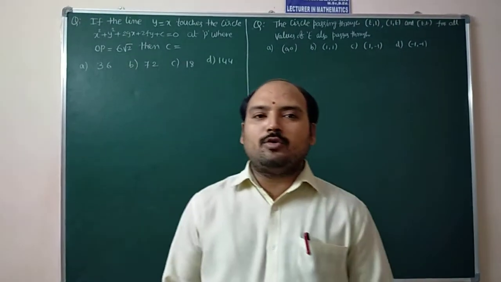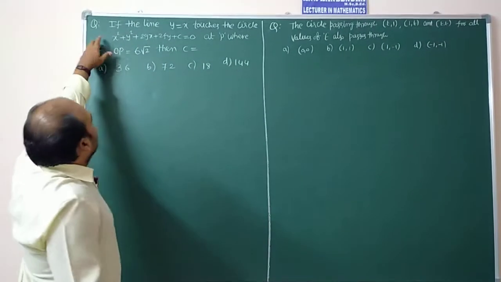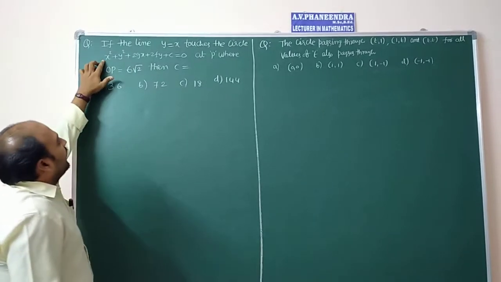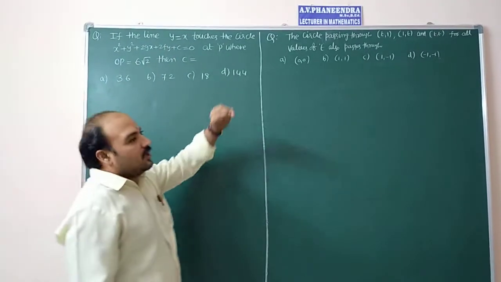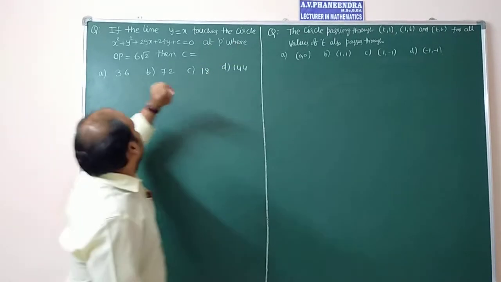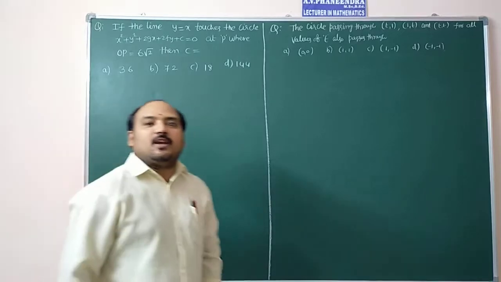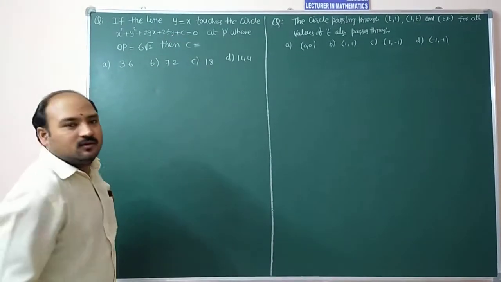In this video, I am going to discuss circle related problems. See the first question in this. If the line y equal to x touches the circle x square plus y square plus 2gx plus 2fy plus c equal to 0 at P where OP equal to 6 root 2, then c equal to. They are asking only the c value in the circle.